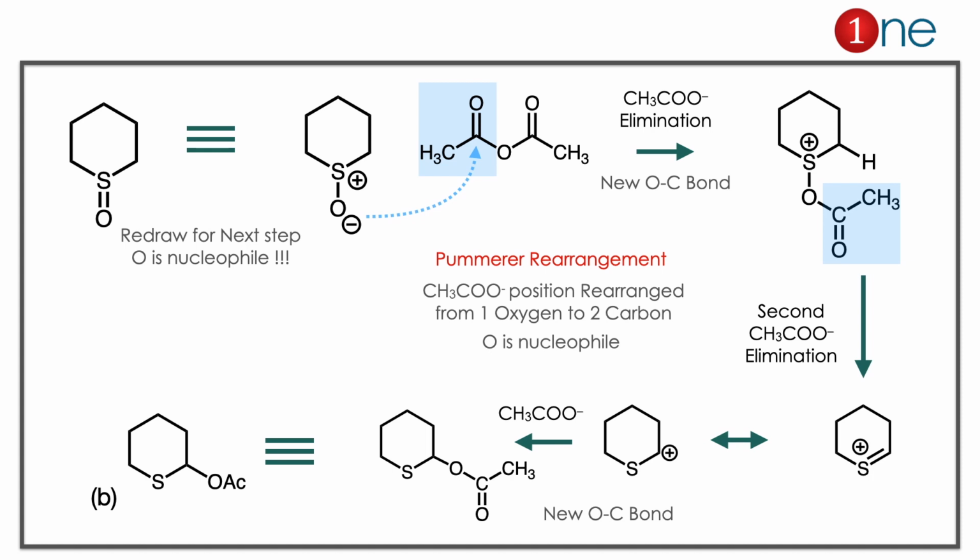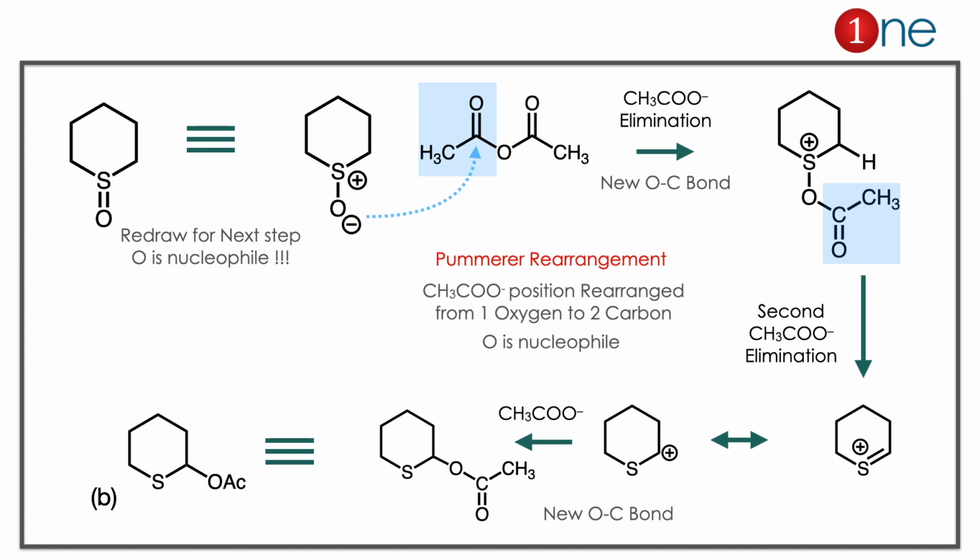The starting material, you have sulfoxide. So we redraw the charges. We write it like O minus and S plus. The negative charge forms at the more electronegative atom, so O minus is there. So O minus here is a nucleophile. The O minus attacks the acetic anhydride. So what really happens is CH3COO minus eliminates. You have new O-C bond formation. So a new O-C bond is formed.